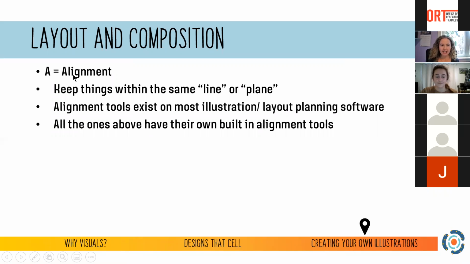So the first one, A, is alignment. And this is pretty straightforward. It's basically saying that it's best to keep things within the same line or plane so that they're all lined up. And all of the illustration and online tools that Sarah highlighted earlier have their own built-in alignment tools, making it really easy to align things left, center, right, whatever is appropriate for your illustration.